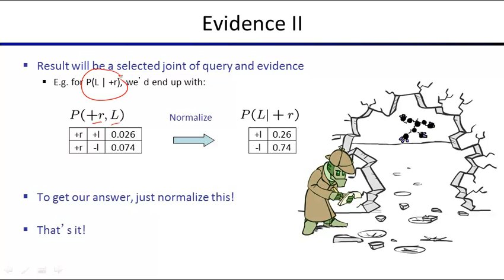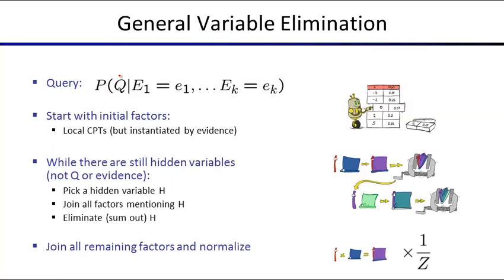Here's the general version. You're given a query, some query variables Q, some evidence variables E1 through EK. You have some initial factors, which are all the conditional probability tables in your BayesNet. You instantiate the evidence variables in those CPTs, so that already shrinks them down a little bit. Then you go through a loop. While there are still hidden variables. What does that mean? Variables that are not query variables or evidence variables, all the other ones.